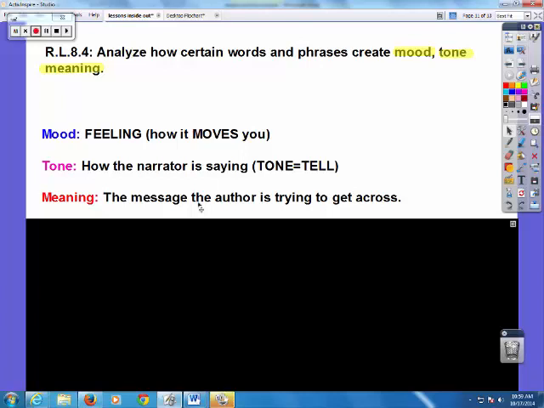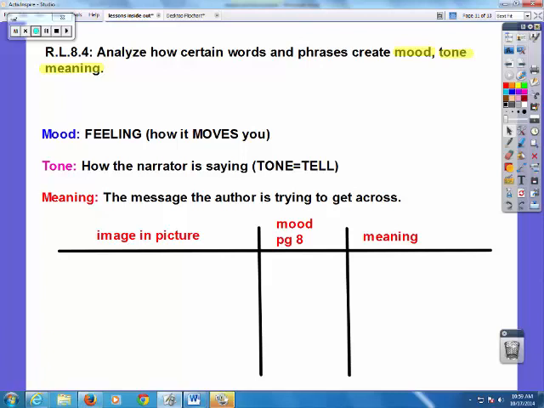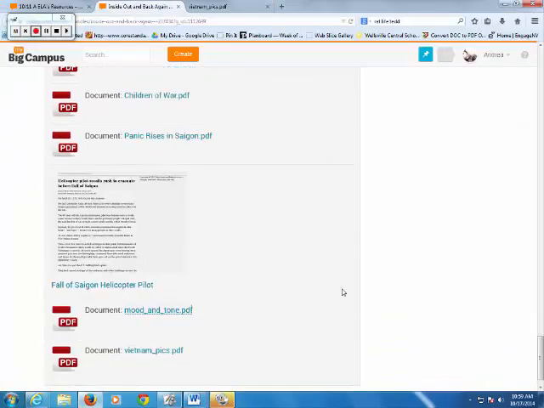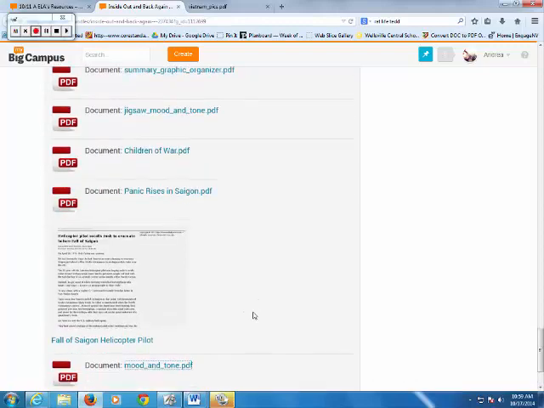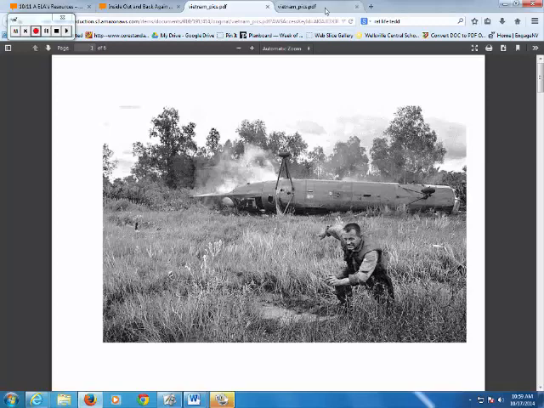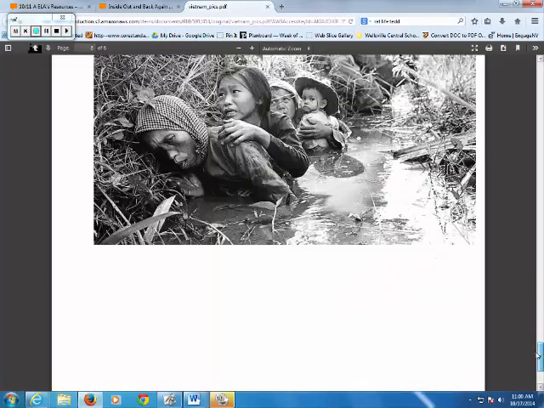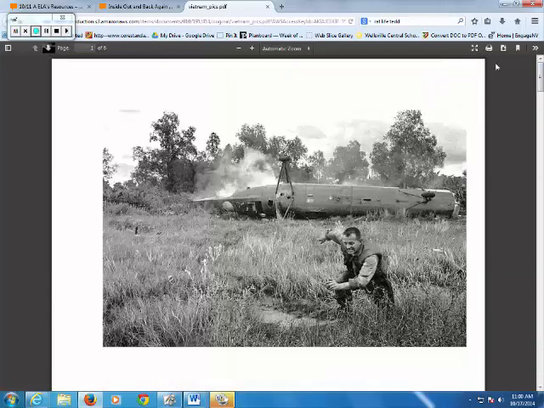Meaning is basically just the message the author is trying to get across. So we're going to try to do this by first looking at some pictures. So you're going to go to the Inside Out and Back Again resources, and there's something called Vietnam Pics. So you're going to find those, and this is what they look like. There's several of them. And you're just going to go through and find certain things in the picture that would convey a certain mood. So let's do the first thing together.